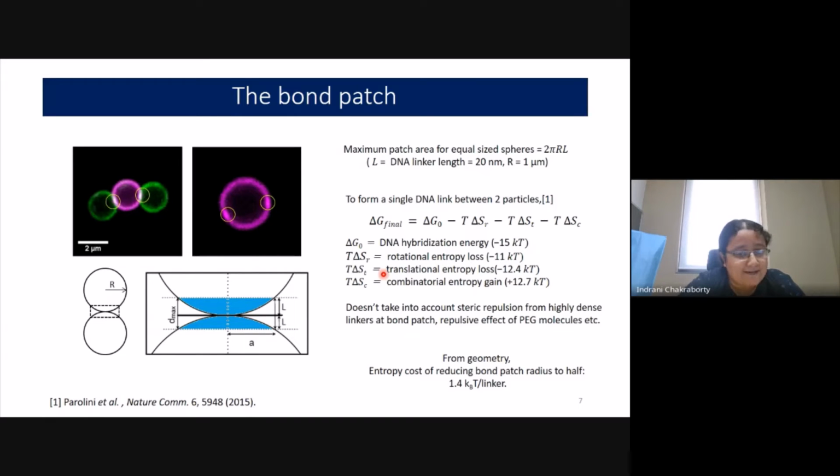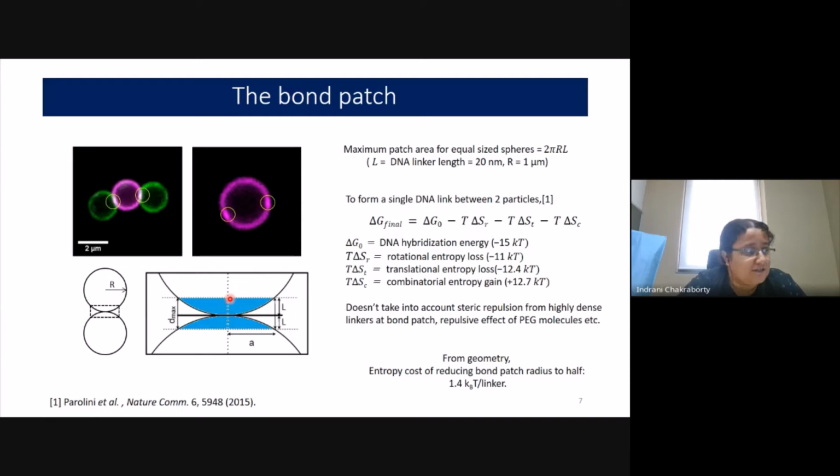The second thing that we take away from here is that the entropy cost for reducing the radius of this bond patch to half of its value is equal to 1.4 kT per linker. And considering that there are about a few hundred linkers in the bond patch, the entropy cost for compaction of the bond patch is pretty high.